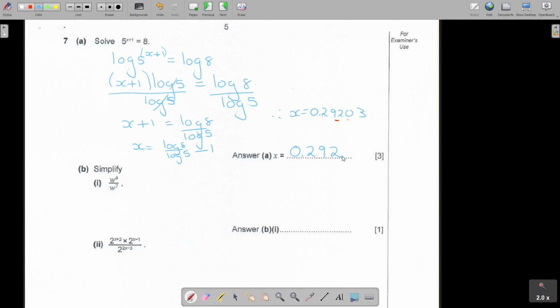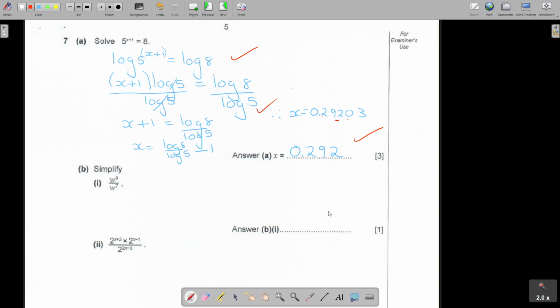Okay. Now where will you get your marks? If you take logs on both sides, because they can see, you know, you must use logs. And then if you come at least to this step, and then for the final answer. Okay, that was not so difficult.